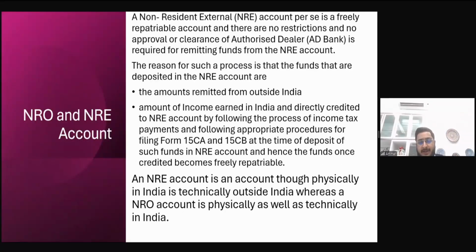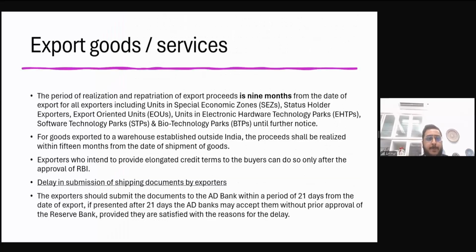My senior sir always gives an example. Suppose you are going for a holiday, visiting some country. It's Christmas now, so a lot of people might be going. Once you have cleared immigration, though you are in the land of India, you are technically outside India. So that is the NRE account. Before your immigration, it is your NRO account; after immigration, you are in an NRE account. So that is the difference, if you want to understand.